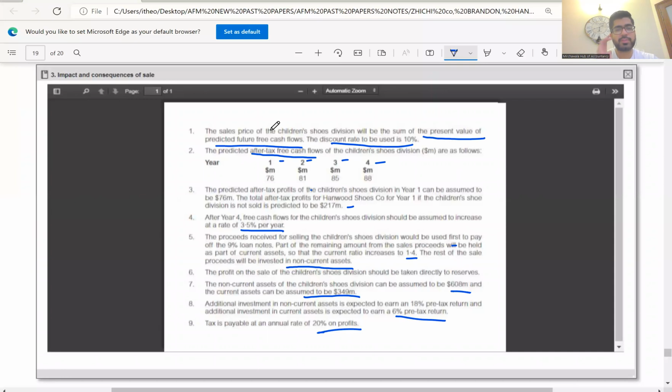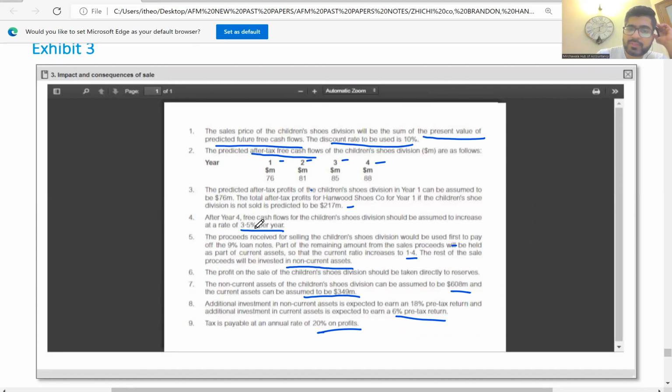The sale price of children's shoes division will be the sum of present value of predicted future free cash flows. It's the sum of present values of predicted future free cash flows, 10% discount rate. Predicted future free cash flows are 1, 2, 3, 4, and then 5 to infinity. You know that, okay? The predicted sale price of children's shoes division will be the sum of present values of predicted future free cash flows, okay?